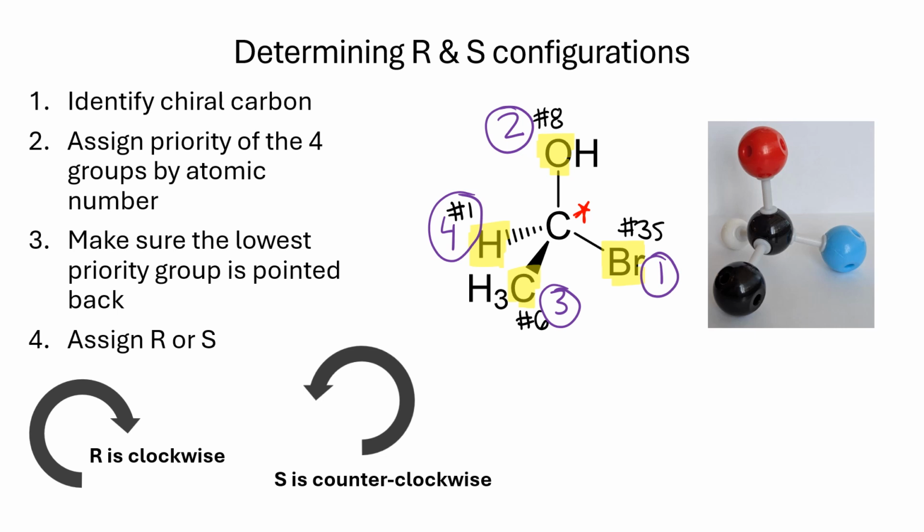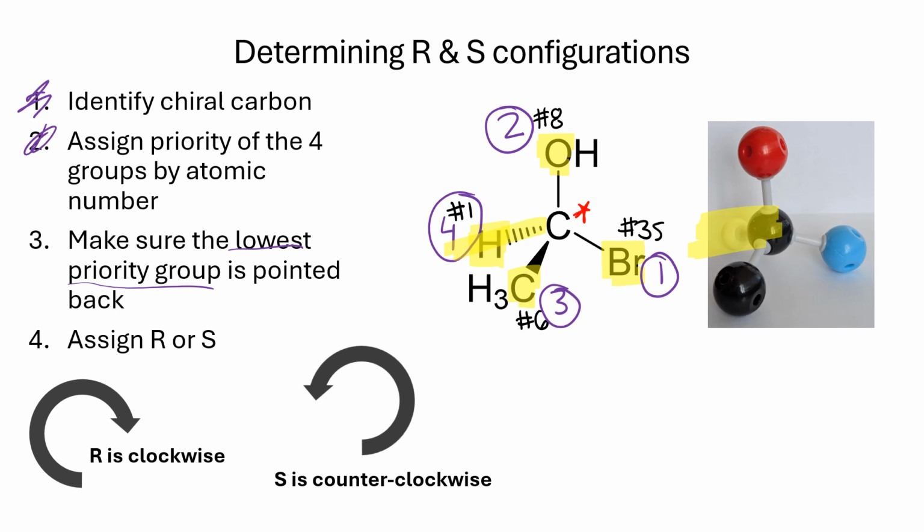And then we need to make sure that we've done steps 1 and 2, that our lowest priority group is pointed to the back. And it is. Our lowest priority group is this hydrogen. It is on a dash going back. You can look over on the picture of the model that I have here. I'm highlighting on the model. You can see the hydrogen's going back.